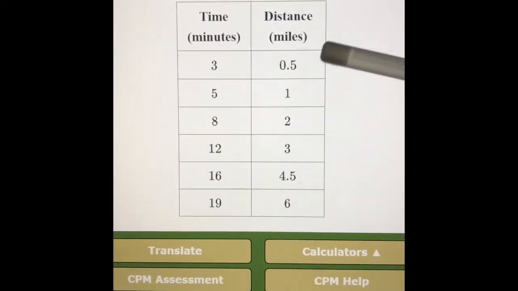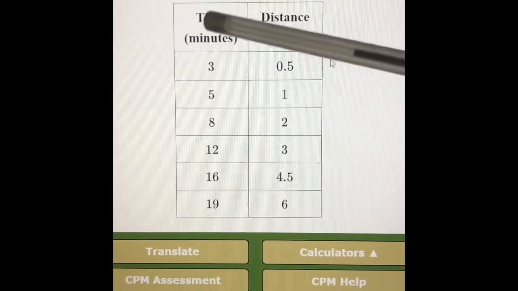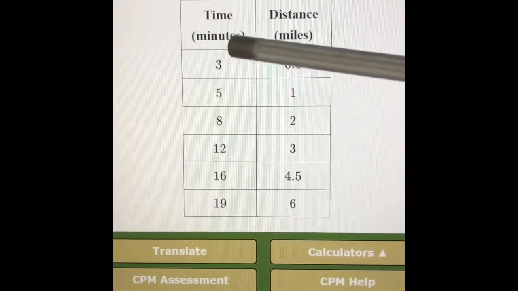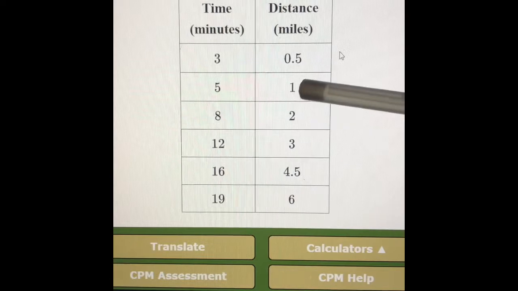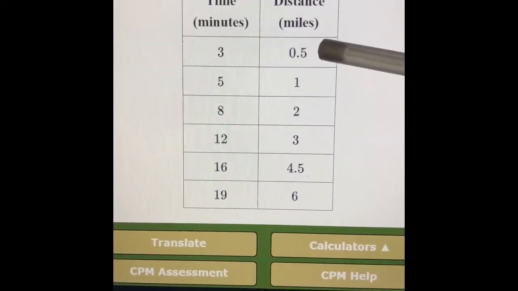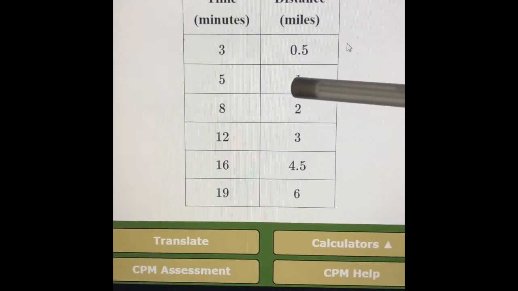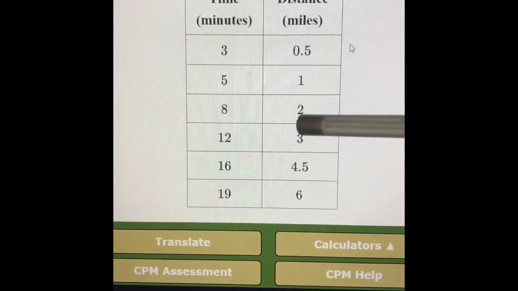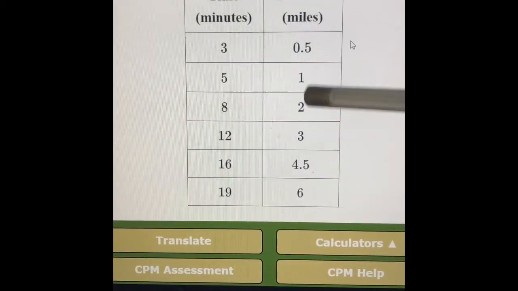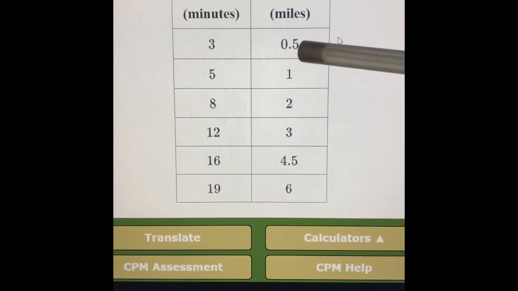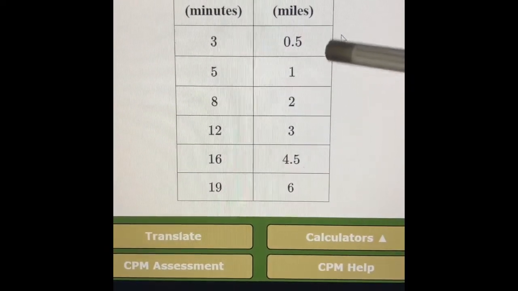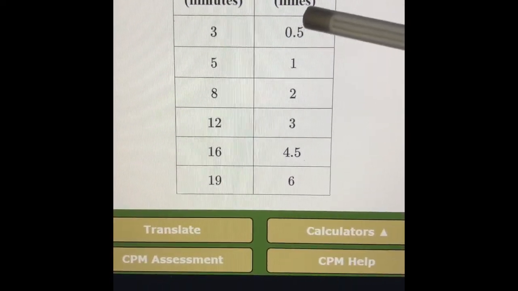So no, he's not going up at a constant rate, because here's our x, here's our y. If we were to divide this number by this number, you'd get a value. And what I got was 0.16667, whatever. Then I divided 1 by 5, and it was 0.2. 2 divided by 8 is 0.25. 3 divided by 12 is 0.25. So those are all not consistent. So that means he's not going up at the same rate.